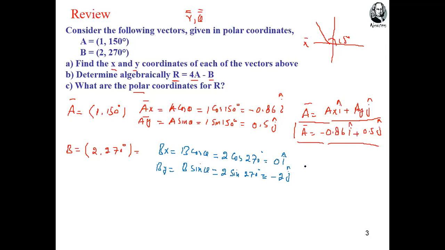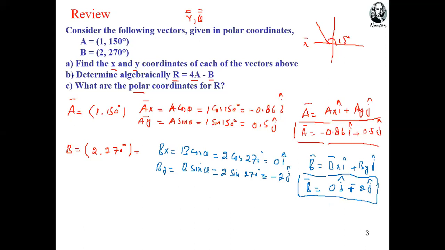So we have B vector, and B vector is equal to B_x i plus B_y j. So B vector is equal to 0i plus minus 2j. This is vector number B. If you don't want to write i, no need of writing i. Just write minus 2j. Okay, so this was part A, the x and y components.